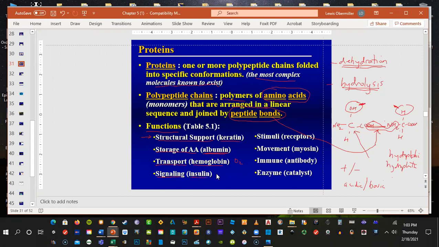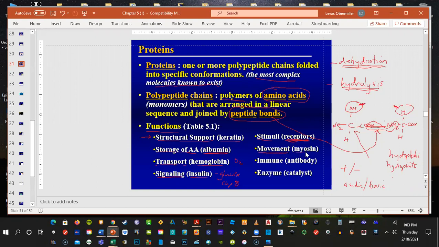So insulin signals cells to open their channels for blood sugar, usually glucose. And when we get to chapter 8, we'll talk about how this works. The receptors on your cells, and even the receptors in your eyes, are made out of proteins. So you wouldn't be able to see or see colors without proteins.